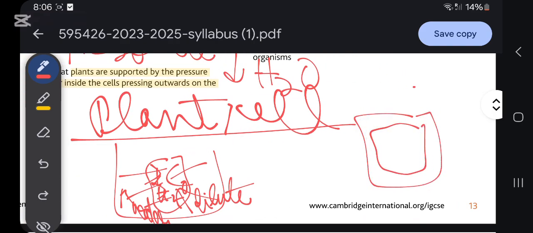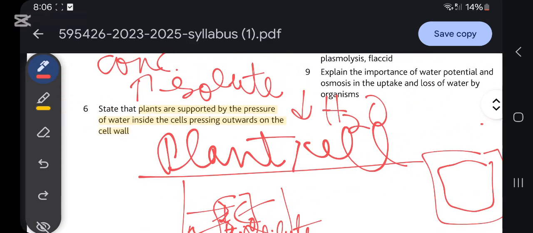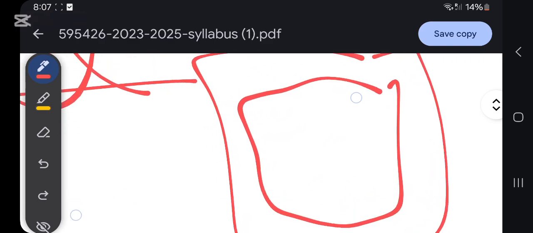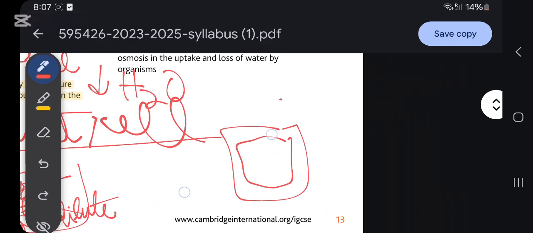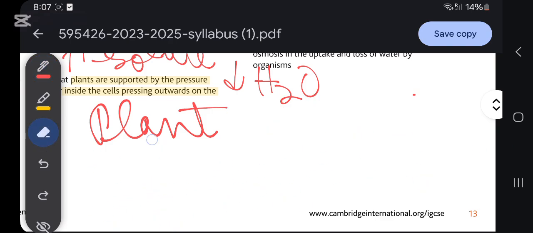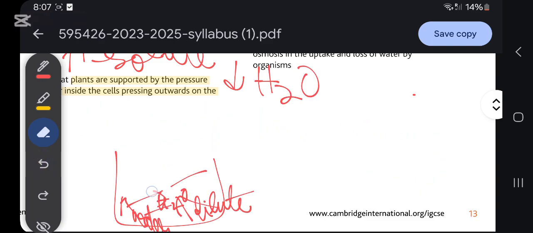The plant is supported by the pressure of water inside the cells pressing outward on the cell wall. So the cell will press outwards on the cell wall, and the cell will become more turgid. This is because the water molecules push the cell membrane against the cell wall, and they increase the turgor pressure, and the plant cell will become turgid. So more water is basically always better for the plant cell than less water, because too little water can cause the plant cell to die.